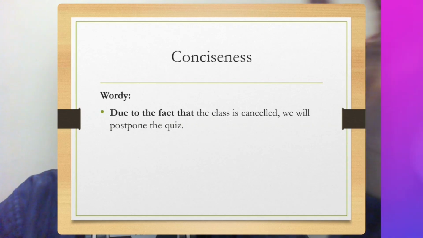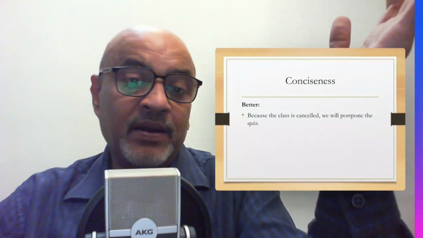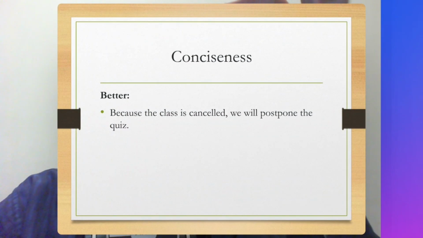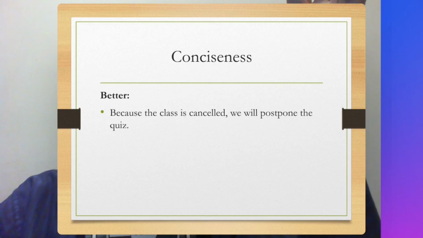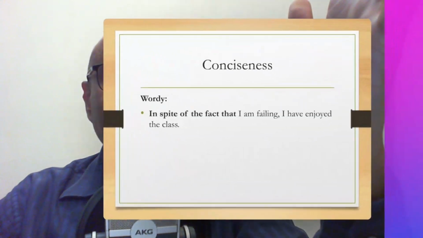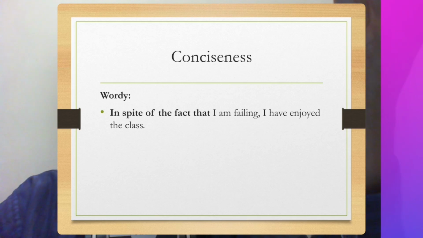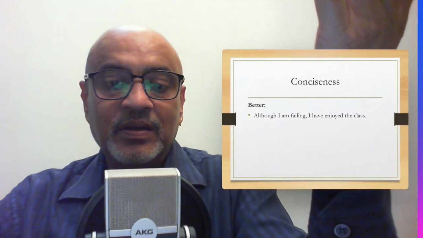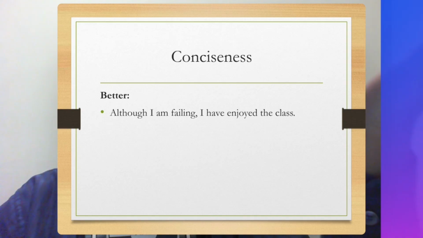Due to the fact that the class is cancelled, we will postpone the quiz. Because the class is cancelled, we will postpone the quiz. So this has become more concise, easier to understand. In spite of the fact that I am failing, I have enjoyed the class. Although I am failing, I have enjoyed the class. Simple.